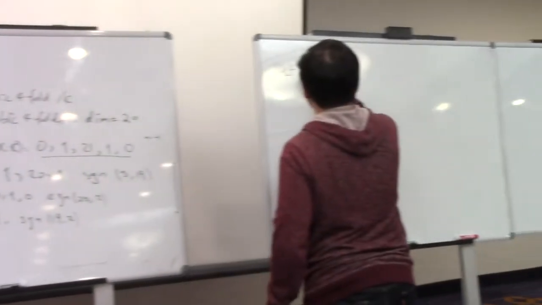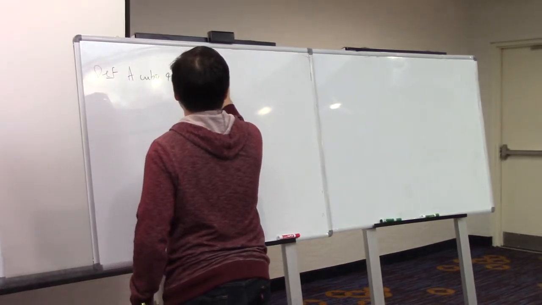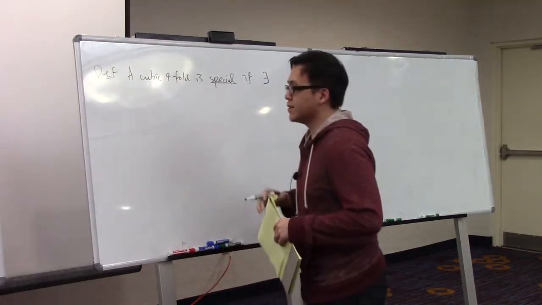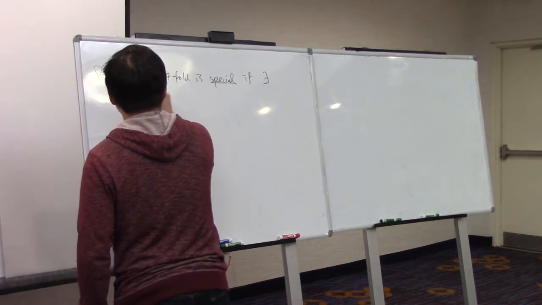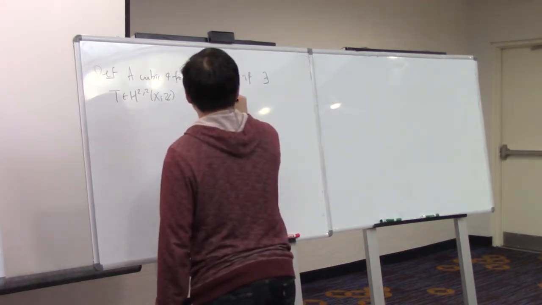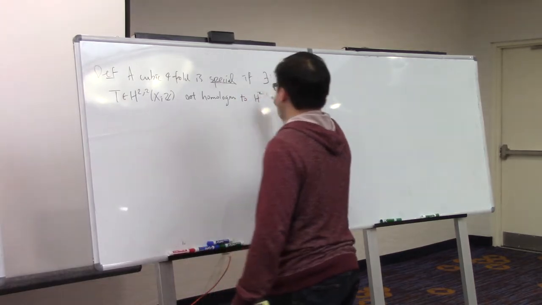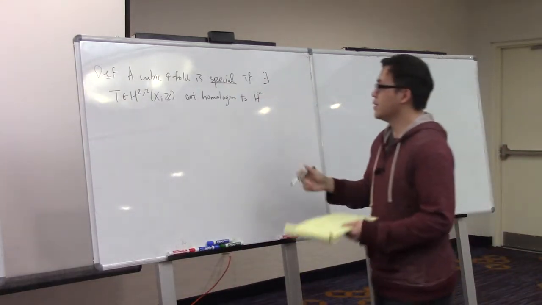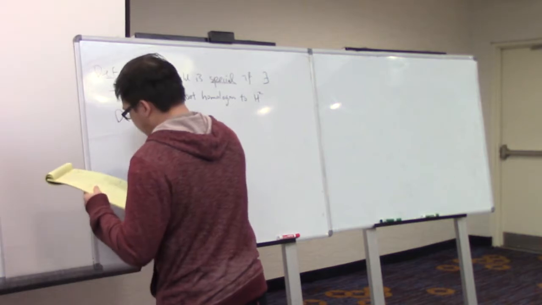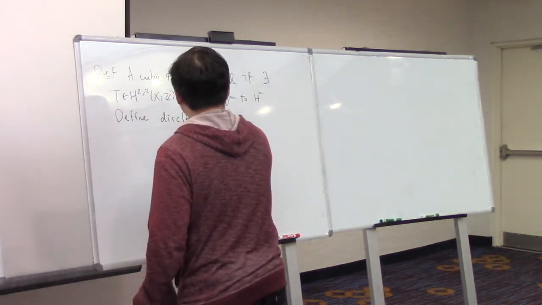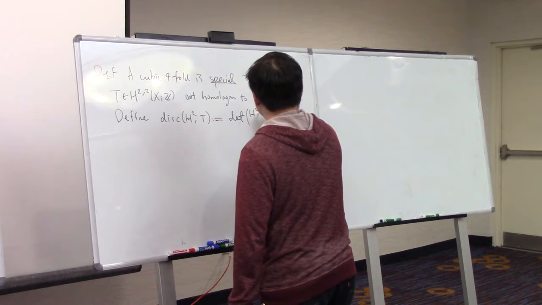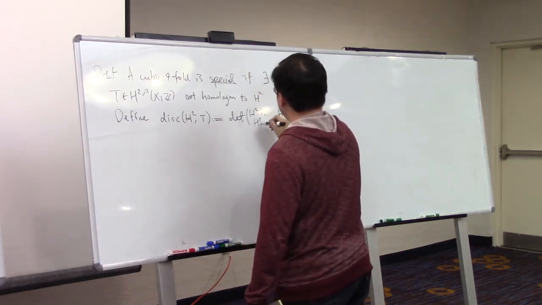So we say a cubic fourfold is special if there exists some algebraic class in H2,2 such that it is not homologous to a square of the hyperplane class. Okay. So this is at least rank 2. And we define the discriminant of H2 and T to be the determinant of the intersection matrix H2, H2, H2T, H2T, and T squared.